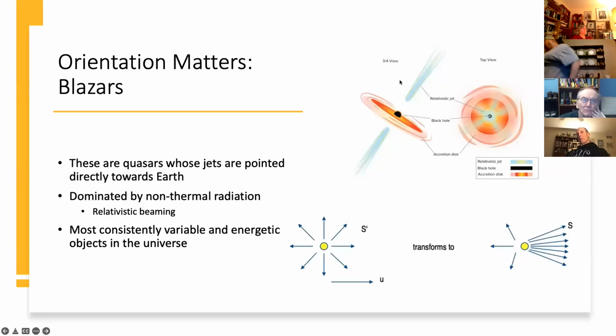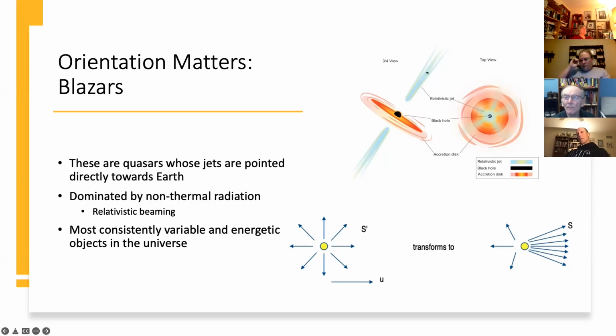Orientation matters though. There is a more energetic categorization of AGN called blazars. These are the same exact thing as quasars, except that they are oriented in a different way. All the same emission regions exist. Everything about it is the same, except that the face of this accretion disk is pointed directly at us.